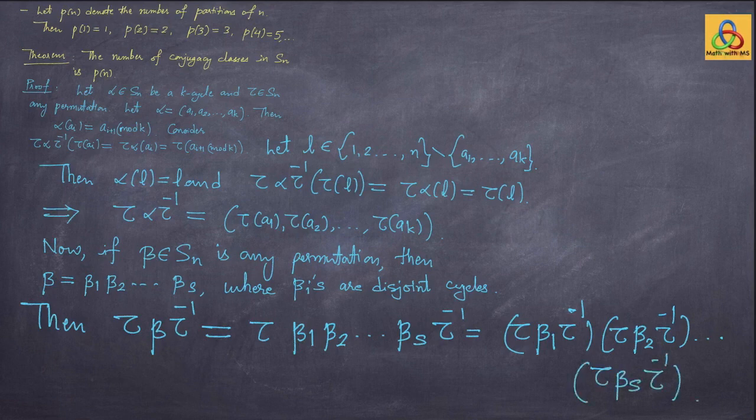From the first observation we know that tau beta 1 tau inverse is again a cycle of the same length as beta 1. Tau beta 2 tau inverse is again a cycle of the same length as the cycle beta 2, and tau beta s tau inverse is again a cycle of the same length as the cycle beta s. So the conclusion is that if we take any permutation and write it as a product of disjoint cycles of certain lengths, then any conjugate of that will again be a product of disjoint cycles, and the lengths of the cycles will also be the same.